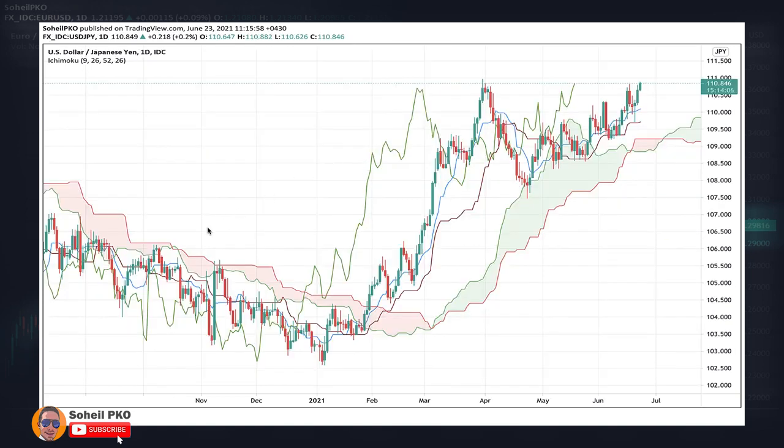In another example for the US dollar to Japanese yen, here the price is below the cloud, which means the trend is down, and we have some bearish crossovers that give us the opportunity of entering a short position, like here where the blue line crosses below the red line, and also here and another one here.